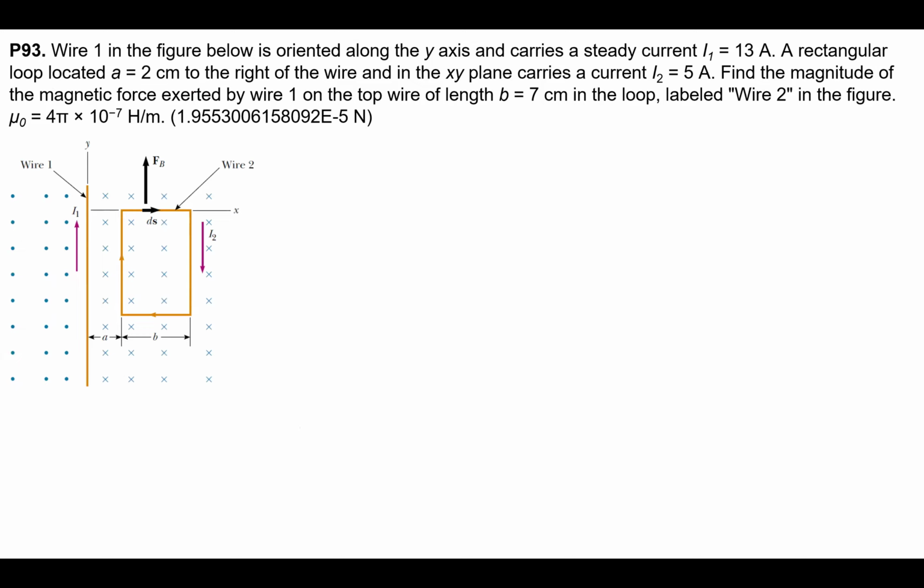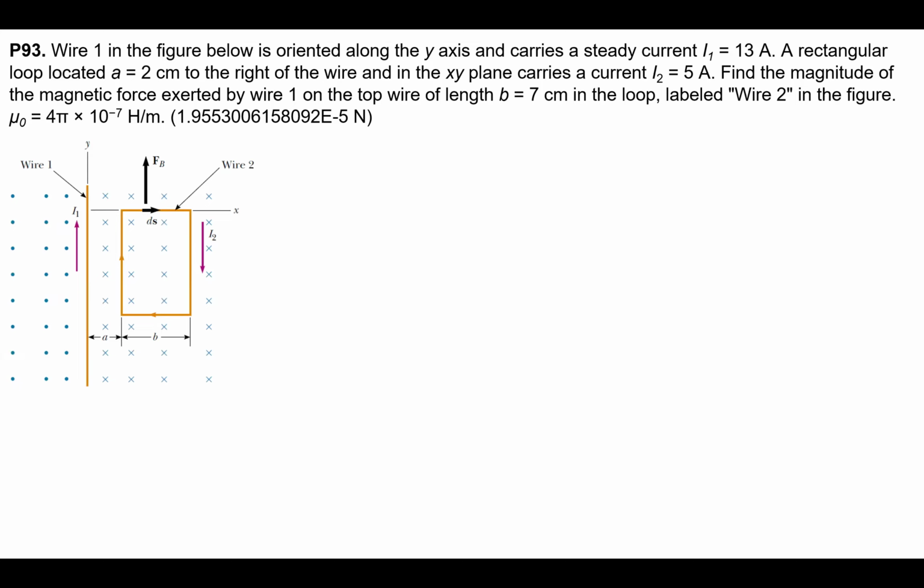Okay, here is another example. The wire 1 in the figure below is oriented along the y-axis and carries the current I1. A rectangular loop located a equal to 2 to the right of the wire and in the xy plane carries another current I2. So we have 2 wires carrying currents.